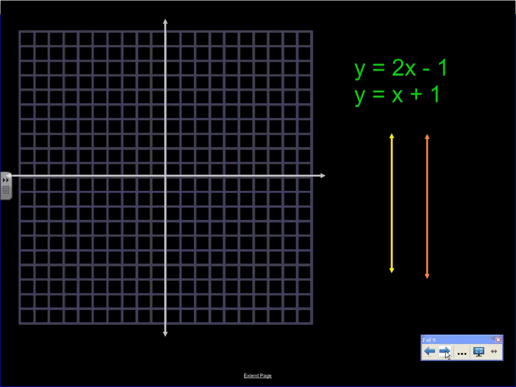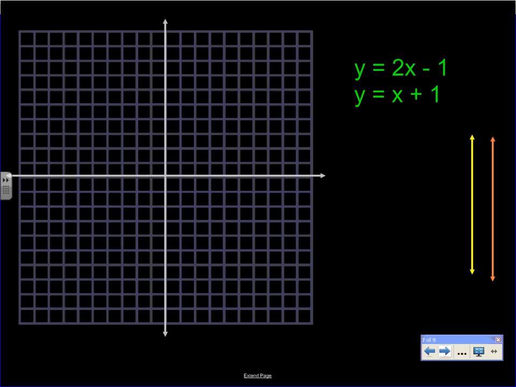These ones here are already in slope-intercept form for you. So let's go ahead and you go ahead and try and graph these, find the solution, and then check your answer.